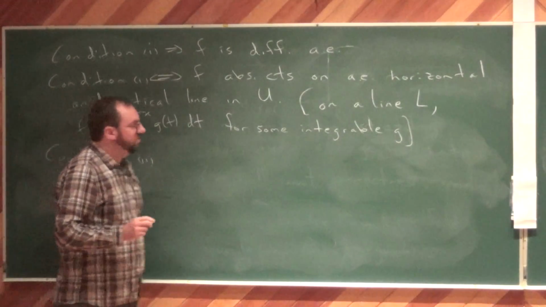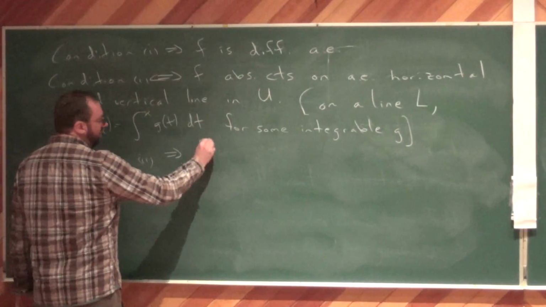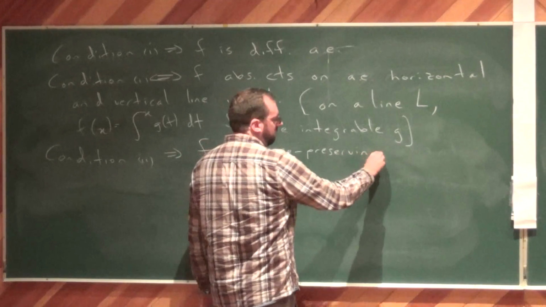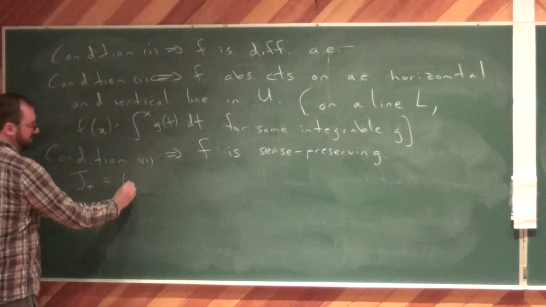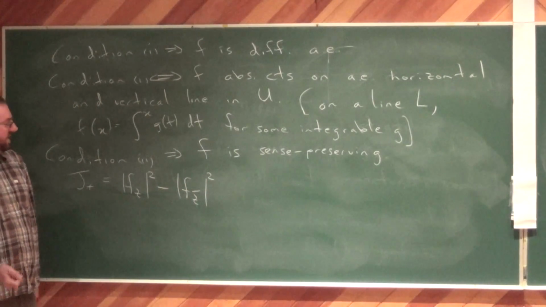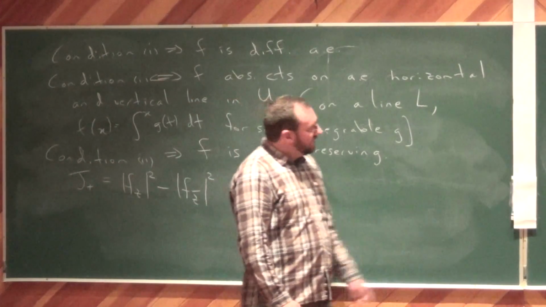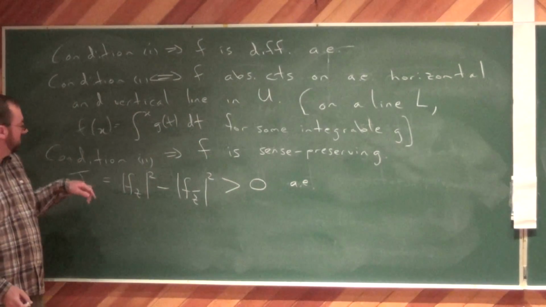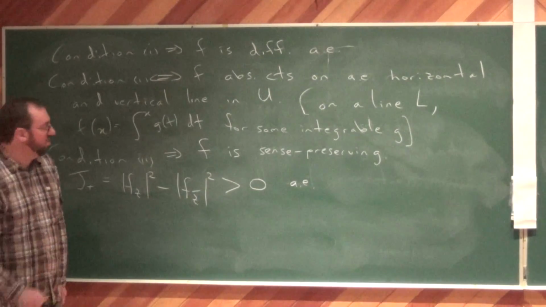Now condition 2, which is the condition that encodes the bounded amount of stretching that we get, actually implies that F is sense preserving. As an exercise, the Jacobian of F is the absolute value of the z derivative of F squared minus the absolute value of the z bar derivative of F squared, and because of condition 2, we get that this is greater than 0 almost everywhere. So we are sense preserving. Quasi-conformal mappings, by the definition, automatically preserve the orientation.